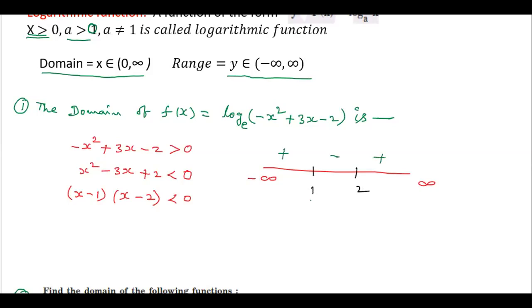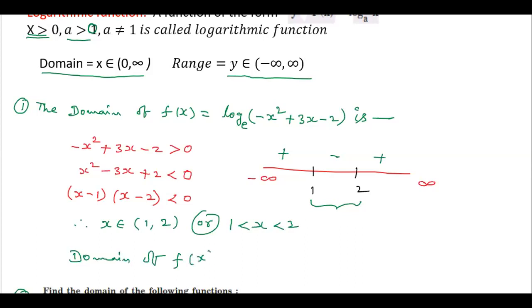Less than 0 means it is negative. These values we want to consider. So therefore, x belongs to the open interval (1, 2). X means this is the domain. Or we can write it another way also: 1 less than x less than 2. Finally, the domain of the function f(x) is the open interval (1, 2). Right? This is a very easy and important question.